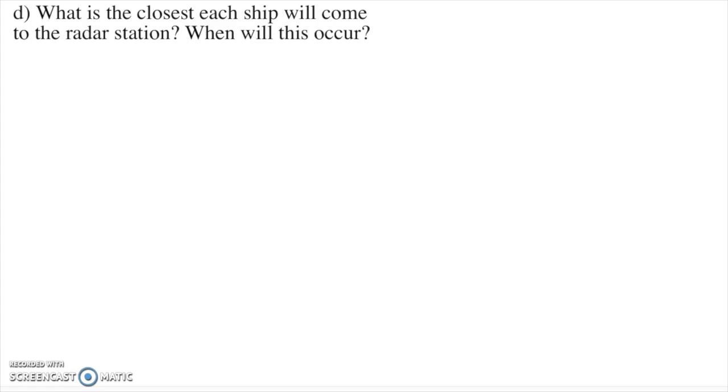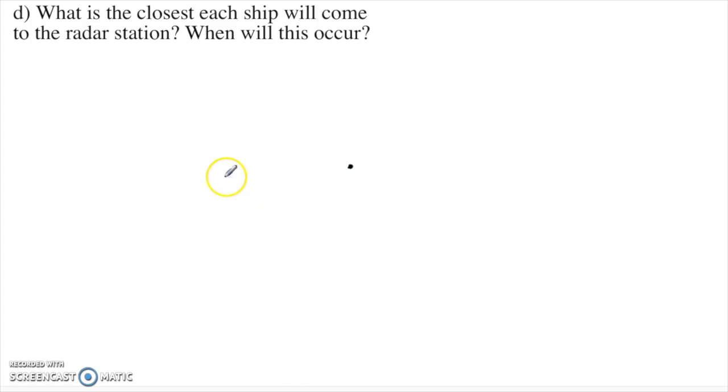So in part D, we want to know what's the closest each ship will come to the radar station. When will this occur? So for this, we need to think about a picture a little bit. So the radar station, that was at 0, 0, or at least that's where I placed the radar station. It's a nice, easy place to put it. So let's go ahead and drop the radar station at 0, 0, and I'll draw that right there.